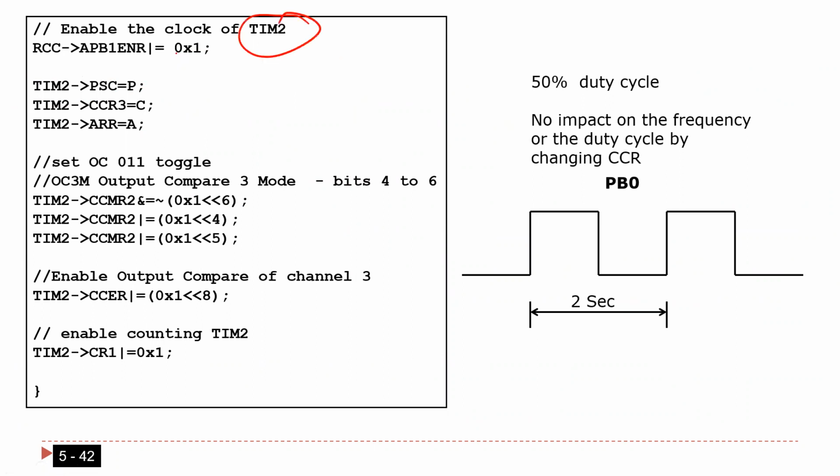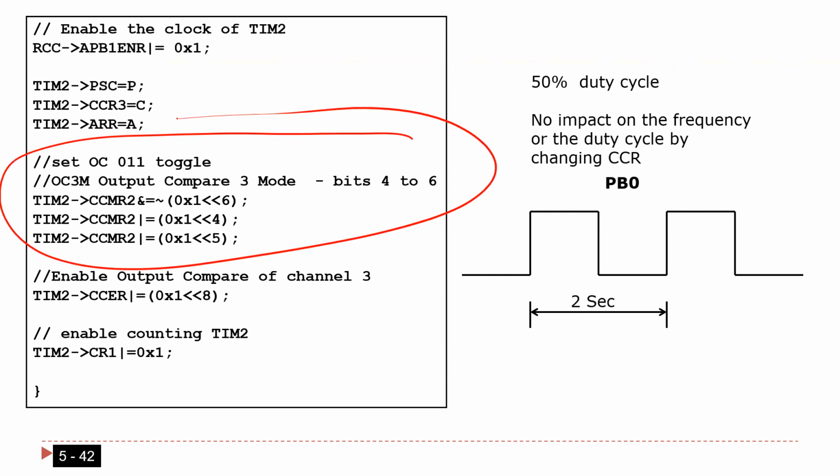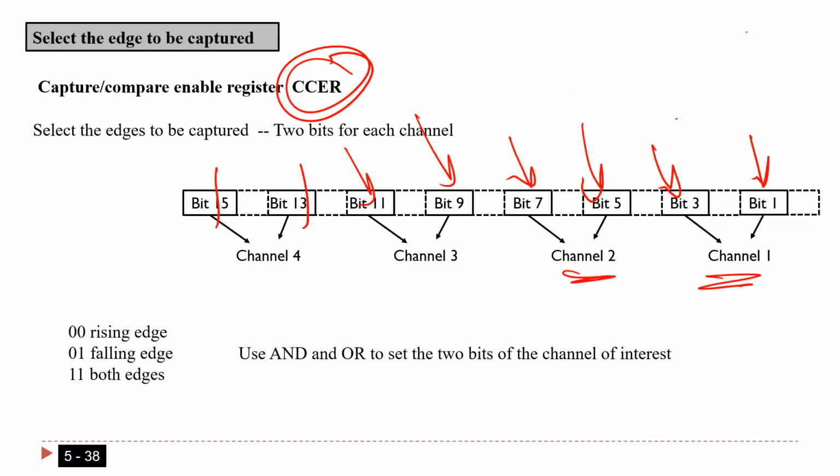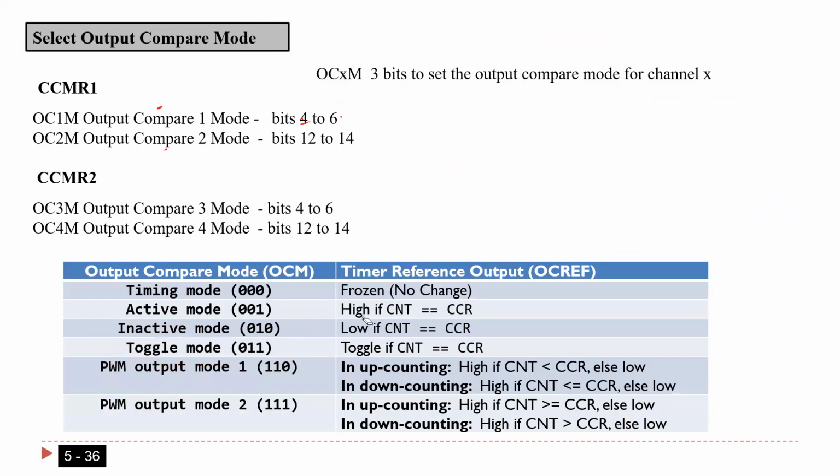I told you for the timer, you need to enable the timer. Okay. Then we have PSC. So this is for the prescale. This is for CCR. Look here, I'm going to use CCR3 because I'm using channel 3. And this is for ARR. Okay. Number 2, what else do I need to do here? You have to say what mode you are going to use. In this case, I'm going to use toggle. So in case of toggle, you have to put this number, 011, in here. I'm using channel 3, so you have to put it here because you are using channel 3.